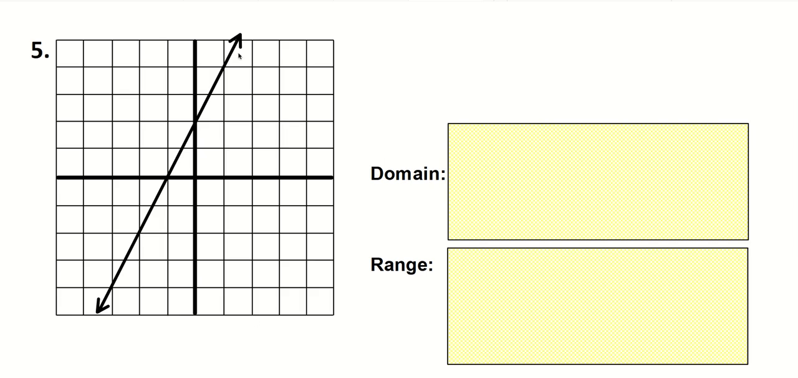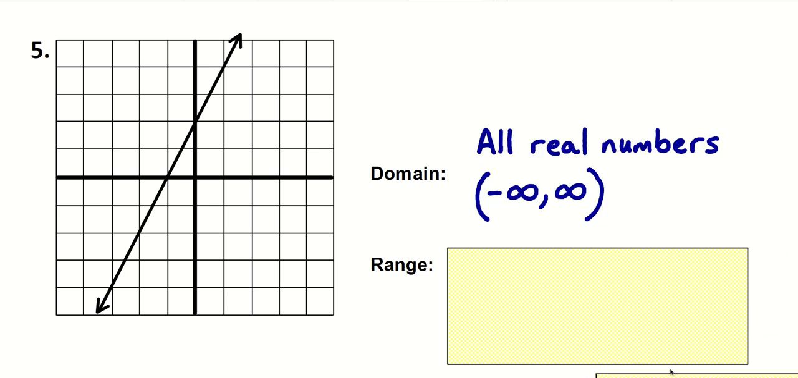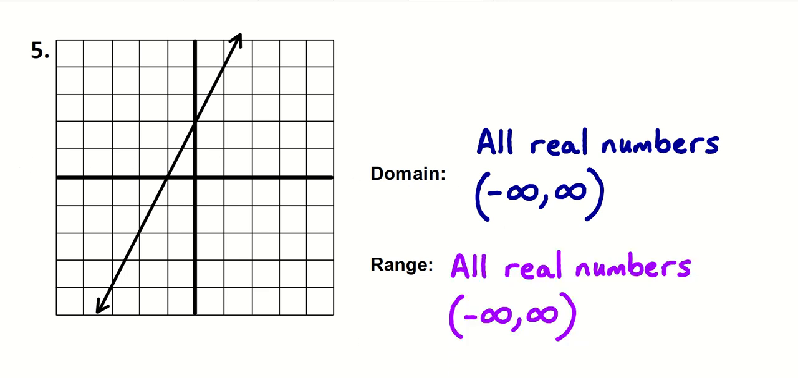Number 5, just a line, okay? It's going to go up and to the right forever, down and to the left forever. So what do you think the domain and range for this one might be? Feel free to pause the video if you need more time, but the domain is going to be all real numbers. There is no leftmost point. There is no rightmost point. Likewise with the range, there is no lowest point and there is no highest point. It includes everything.